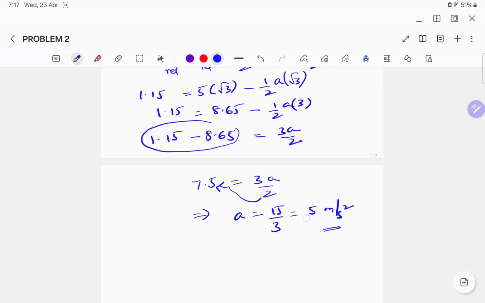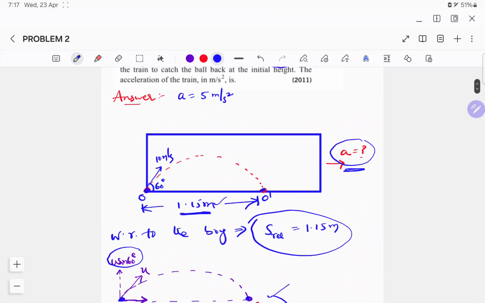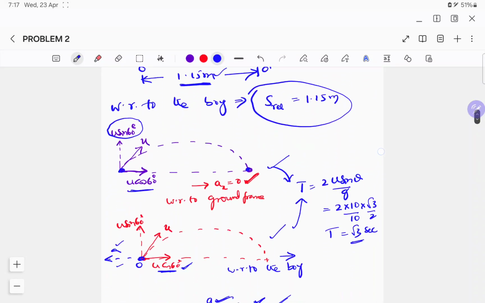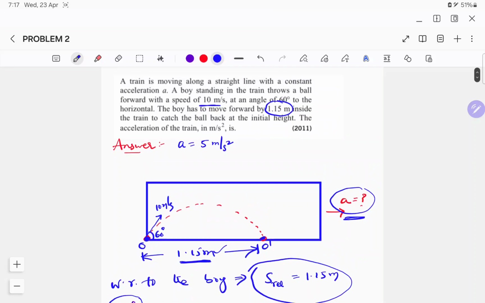Okay, so a person who has a better idea about relativity can also do this problem like this, by analyzing the projectile motion with respect to the train frame or the boy. Okay, I hope you understood this relativity method also. Thank you.